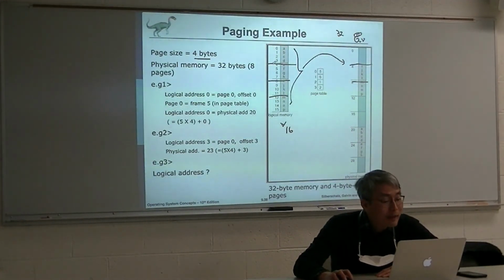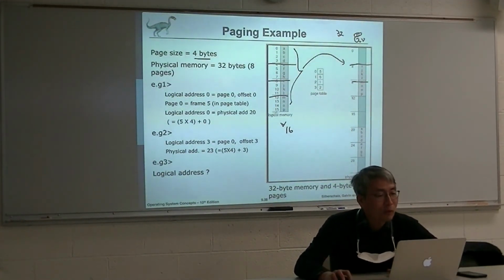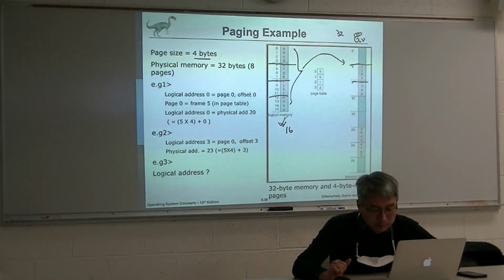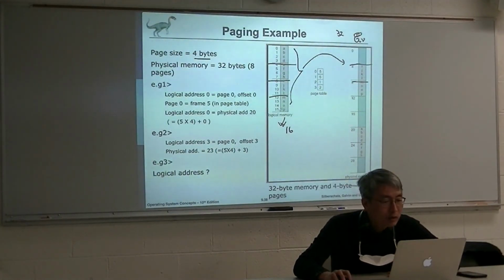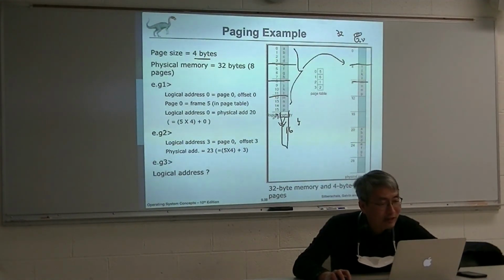And how many pages do we need for this program? 4. And also don't forget, if we have 1 more byte, like a size of 17, how many pages do we need? 5. Be careful, we have internal fragmentation, it's not like 4.1, that doesn't make sense.